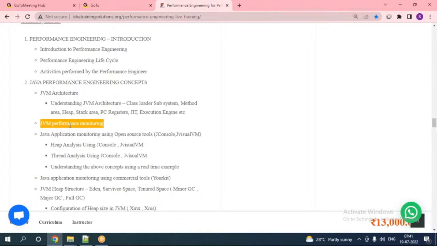So next one, the same JVM monitoring, we are going to do using one more commercial tool called YourKit Java Profiler, which is one more commercial tool, guys. Those who wanted to enroll for this Java course, YourKit Java Profiler.